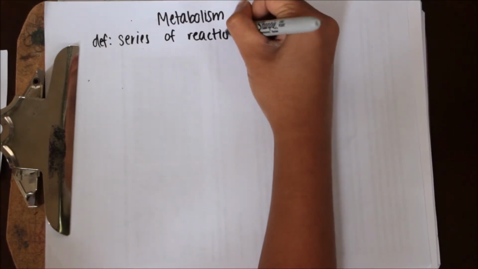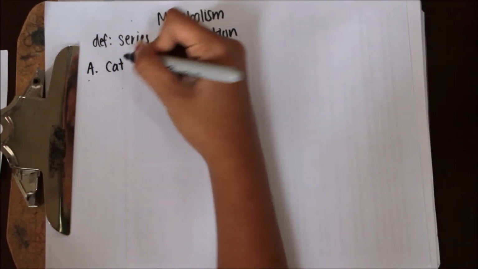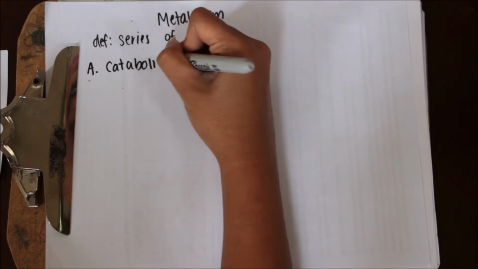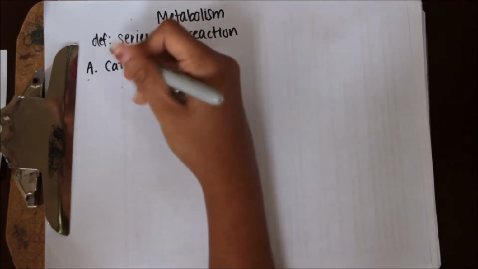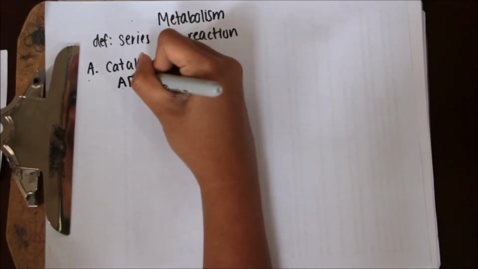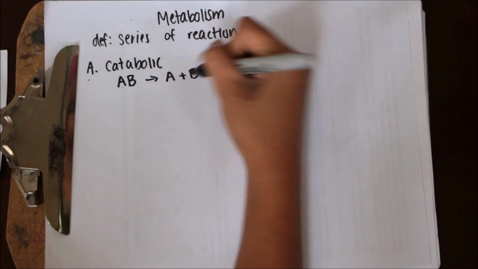And in a cell, there are two types of reactions that can happen. The first is called catabolic reactions. In catabolic reactions, a compound is broken down into its smaller parts. So if you have something like AB, it's broken down into A plus B.